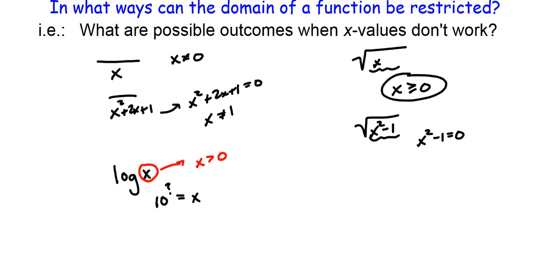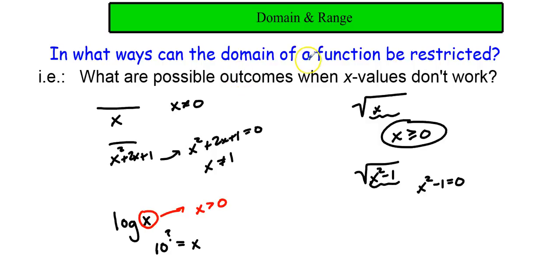So that's some domain considerations. The range is just going to be looking at your domain restrictions, plugging those in and seeing what the value of your function is going to spit out, and then you can report your range.